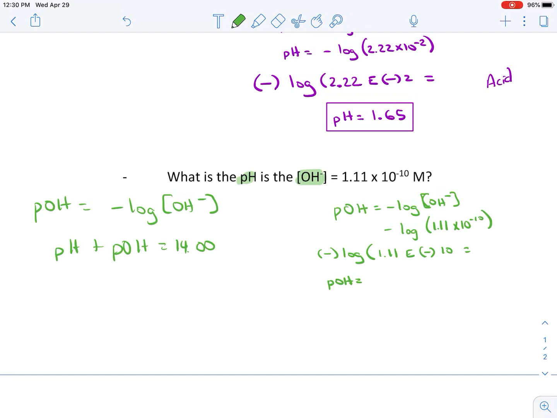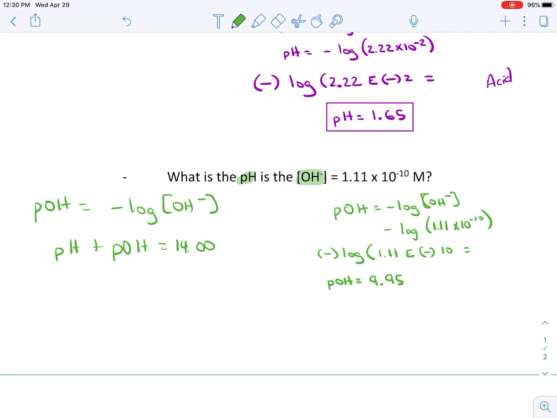So let's take a second to type that in. Negative log 1.11 E negative 10, and then hit equals. The number that you should come up with is 9.95. There's some other numbers there, but that 4 keeps the 5 where it is, so we just leave it as that. All right, so that was part 1.